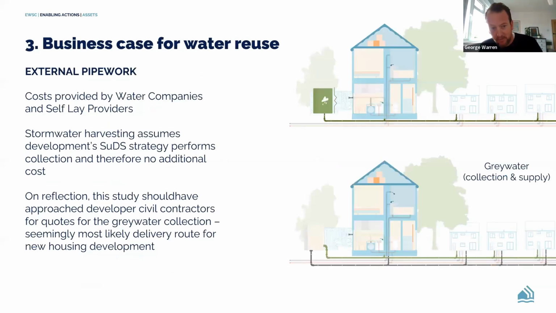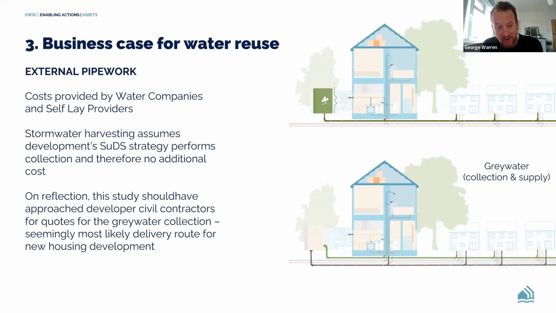So let's move on to the external pipework. We tried to gather these costs from a variety of water companies and self-lay providers from across the industry. The stormwater, as I say, assumes that the SUDS strategy performs that collection, and therefore there's no additional cost. So we haven't included the drainage costs associated with collecting stormwater.